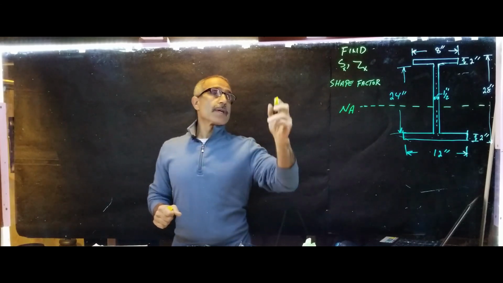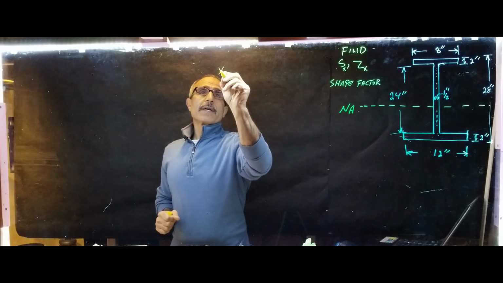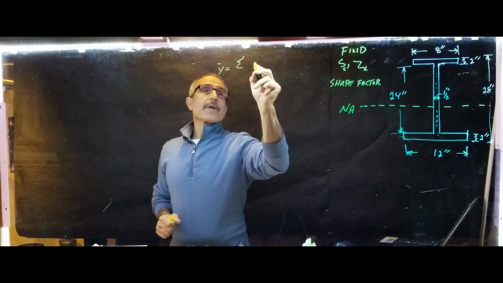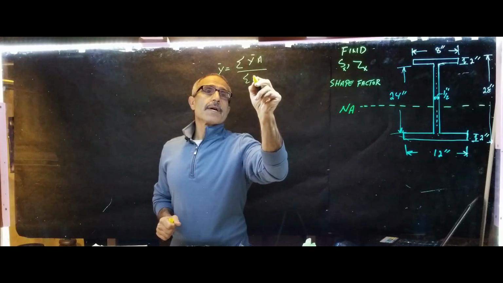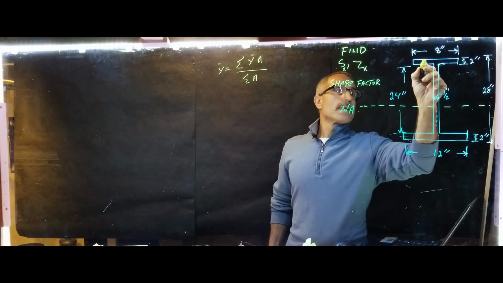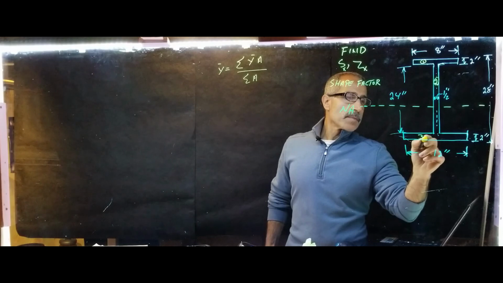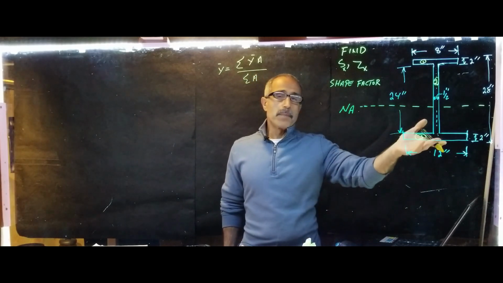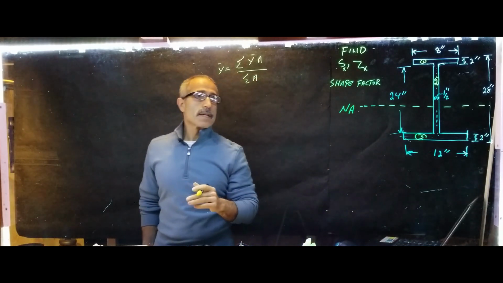Let's find the centroid of this shape. The neutral axis y bar is equal to the summation of y bar times area, divided by the summation of all areas. Let's call this area number 1, this number 2, and this shape number 3. So we have 3 different shapes here: the top flange, the web, and the bottom flange. Then we'll calculate this.